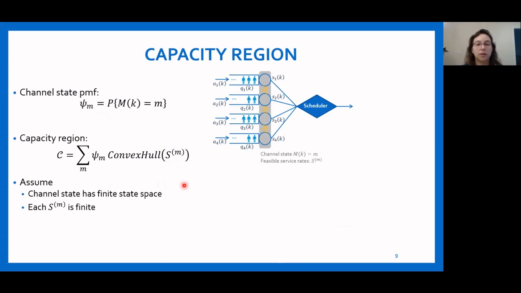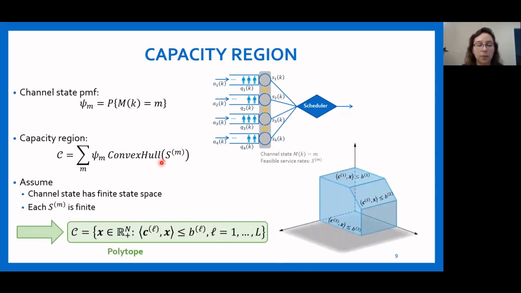Now, if we assume that the channel state has a finite state space and that each of these sets Sm is finite as well, then the capacity region is a polytope, and we will denote each of the facets by CL.x less than or equal to BL. So here in the picture, I highlighted 3 of the facets in 3D.